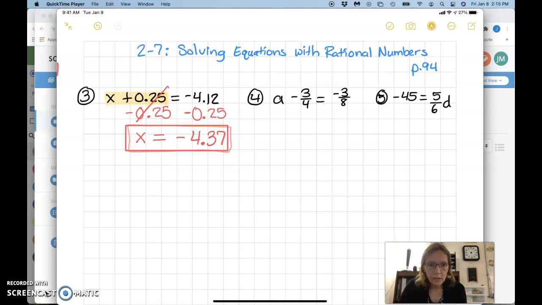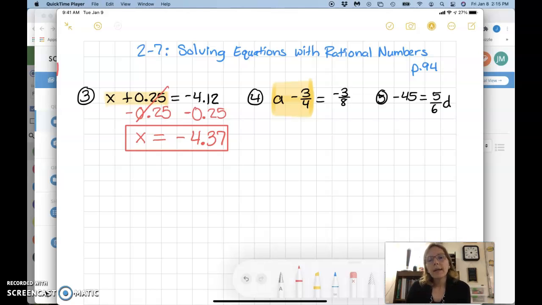And that's my answer. So remember, again, I'm going to look at what's happening to the variable, and I'm going to do the opposite. Make sure you pause in between problems to copy these down so that you can understand it and not go too fast, okay? Pause the video whenever you need.